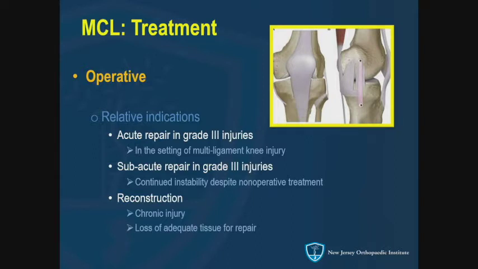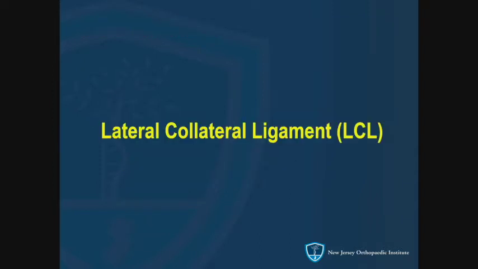Again, we do not operate on these very frequently. When do we operate on them? In setting of multi-ligament knee injuries where you've torn 3 of the ligaments and you're going in there to do surgery, you will attempt to repair, if not possible, a reconstruction. If you do have a higher grade injury that you're trying to treat non-operatively and it's not healing, that will also be another option where you'll go in and actually reconstruct the ligament. And then finally, chronic injuries where the ligament never healed and the patient comes in way down the line and there's no hope of repairing the tissue, you'll do a reconstruction.